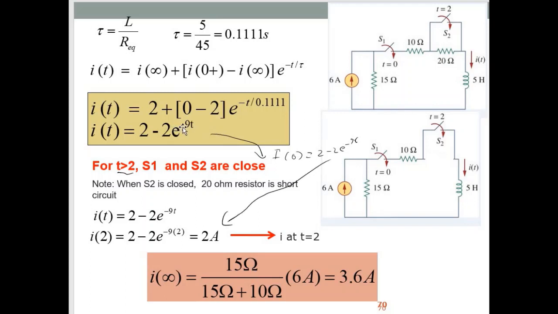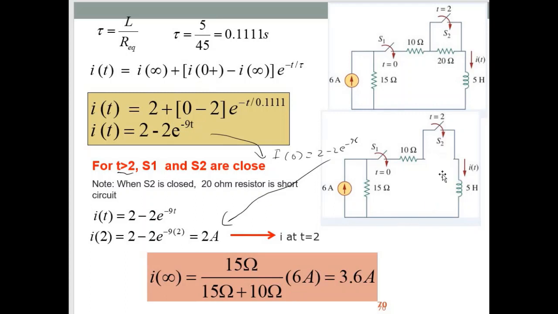So just insert t here according to the time when the switch is on, so 2. Bring the equation here, 2e^(-9 times 2), and we get 2 amperes. This becomes the I initial for that time interval. Just bring the value of current to here, 2 ampere. And this is I infinity for the second part.